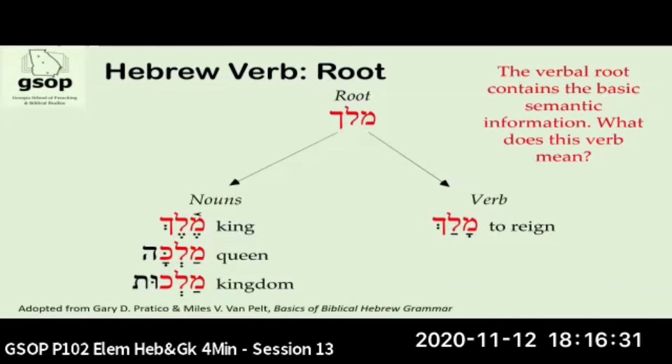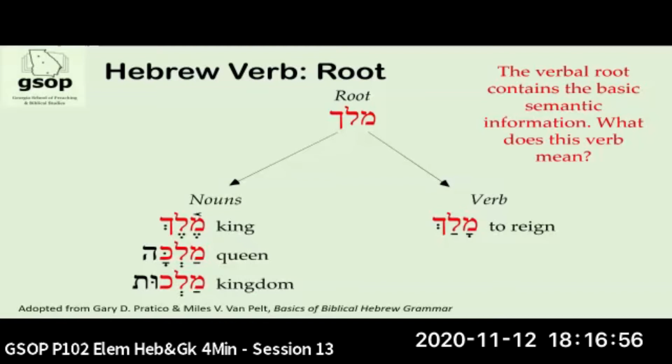We'll notice that we basically add the qamets hey at the end, and oftentimes that will show you it's feminine in its grammatical form, and here that will then refer to a queen and not the king. And so malkut is kingdom, but you see the verb, and here's where the pattern really stands out. Well, you see the pattern both in the nouns and in the verb.